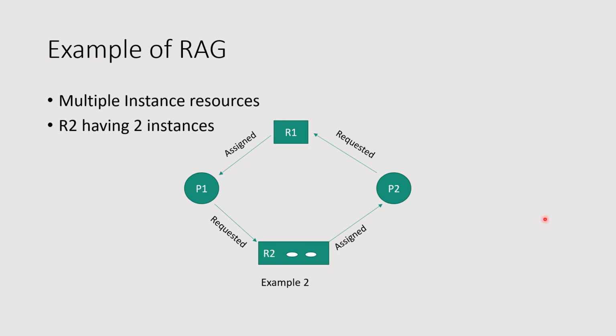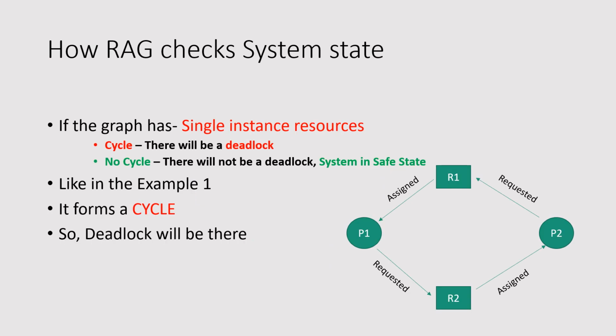This diagram is the same diagram, but there is some change. That is, this R2 box contains these two circles. So these circles represent the instances of this R2 resource. So this diagram shows the multiple instance resources. Now we have talked about the terminology used in this resource allocation graph. So let's now see how this RAG checks for the system state.